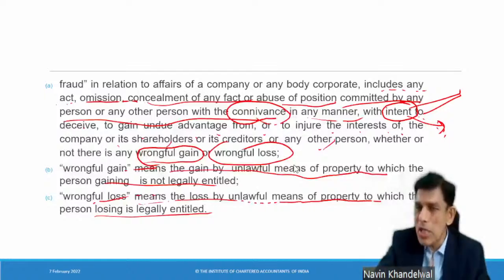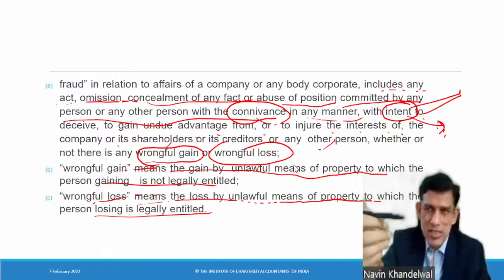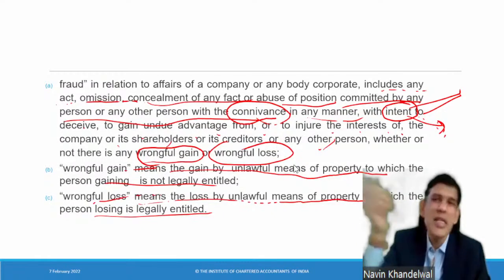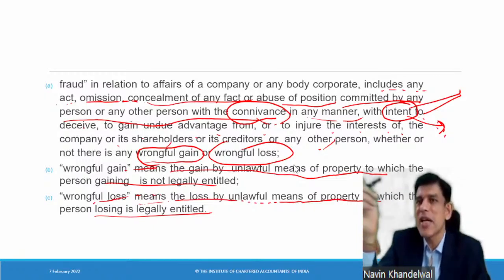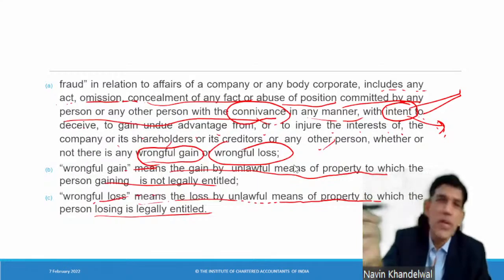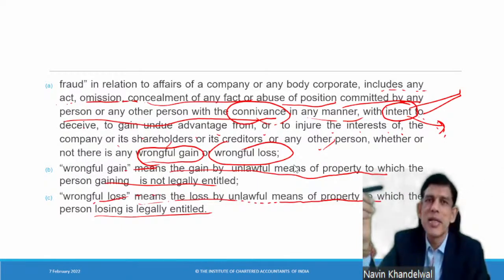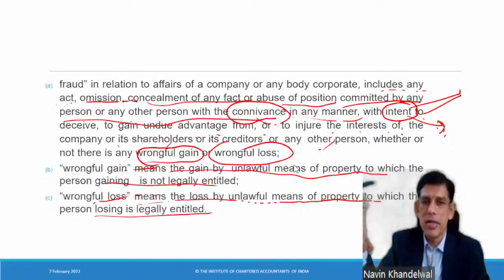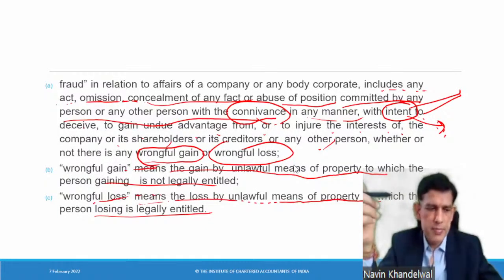Somebody else has incurred a loss, which is wrongful, which he is not entitled to. Because of your act, he's incurring a loss, and there was an intent. Because of your act, he is incurring a loss. You have entered into insider trading, and because of that, all the other investors have incurred a loss. Therefore, it may amount to fraud.